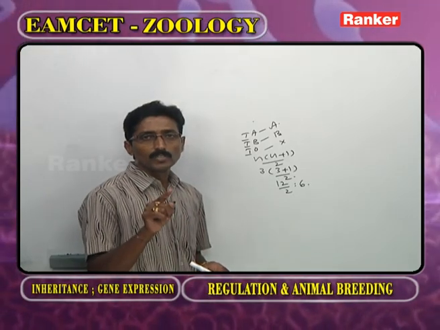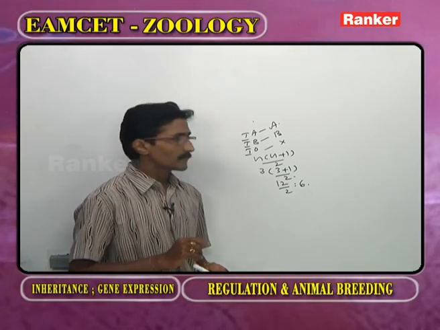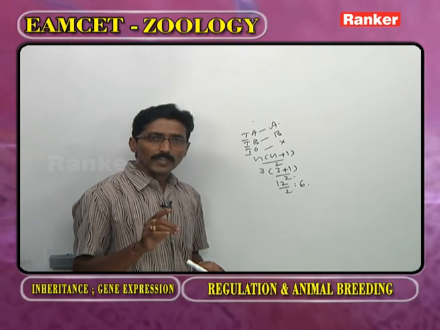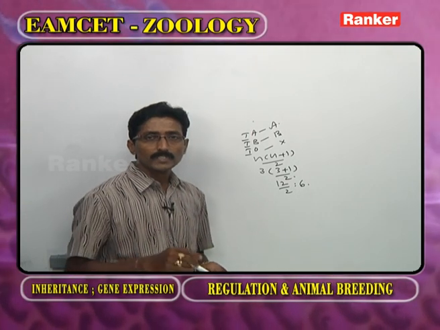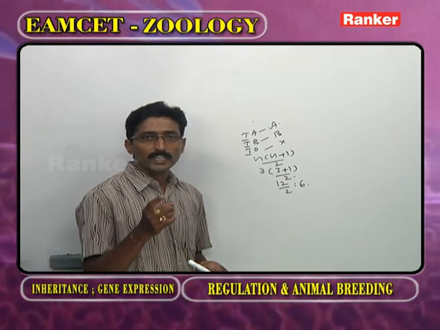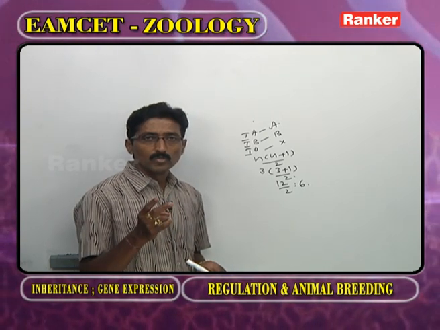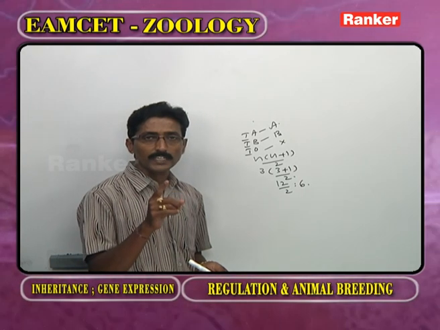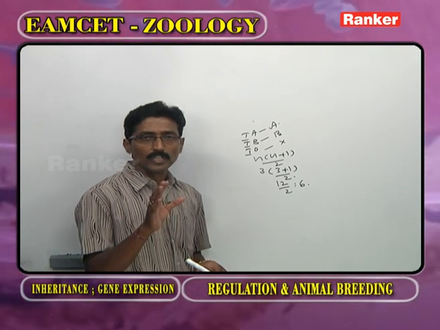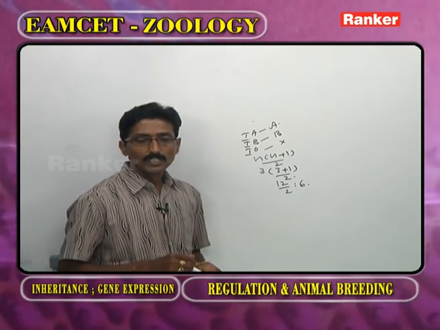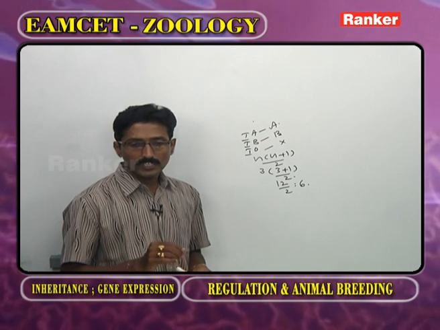Already we know very well how many blood groups phenotypically? 4. A blood group, B blood group, AB and O. Phenotypically 4. Now the A blood group has IA IA and IA IO, 2 genotypes. B blood group has IB IB and IB IO, 2 genotypes. AB blood group has 1 genotype, IA IB. What about the O blood group? IO IO. Total number of genotypes? 6. So how many genotypes are possible with 3 alleles? 6 genotypes.